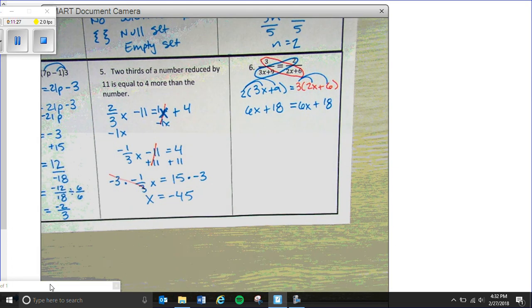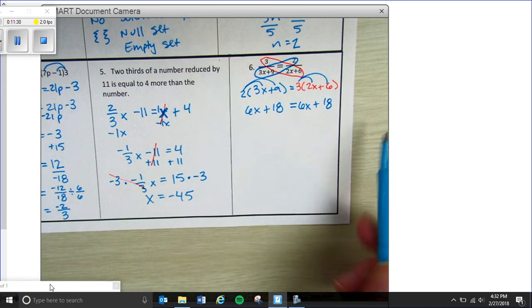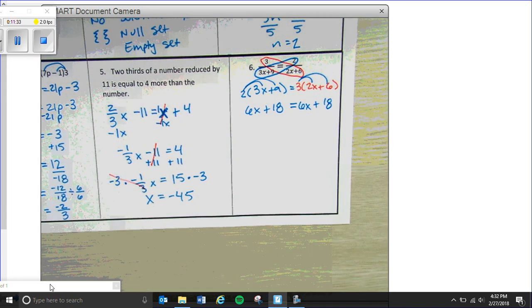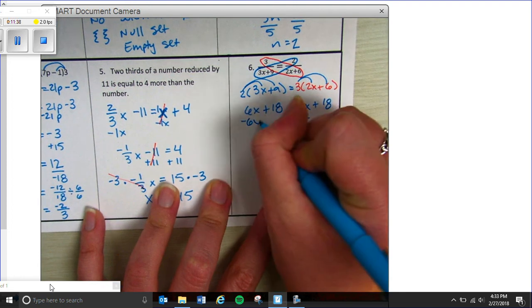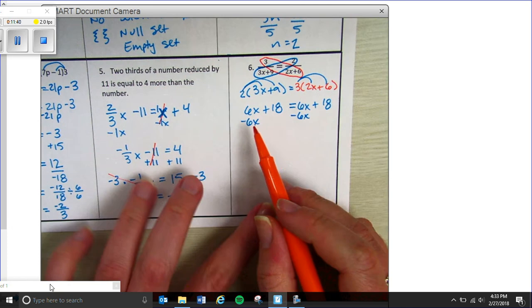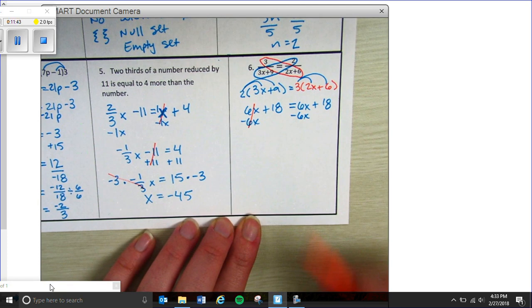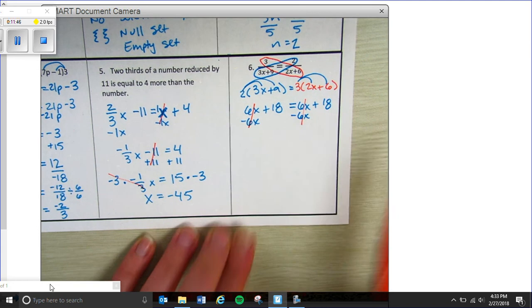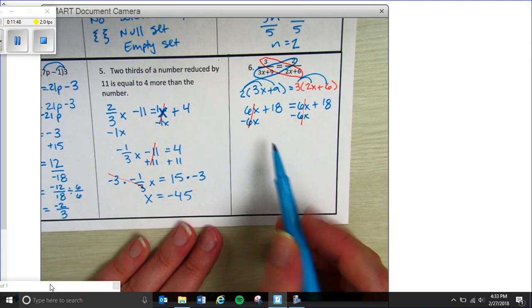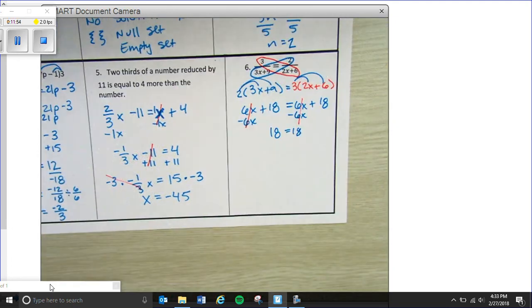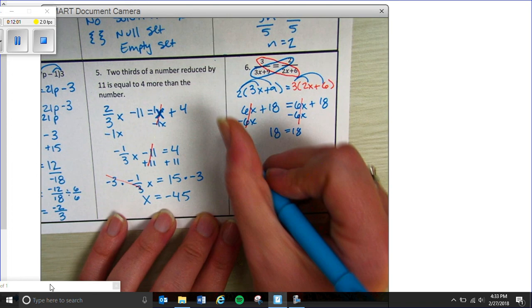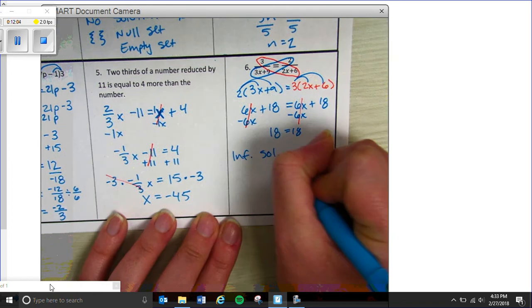Do I have anything on the left-hand side I can combine? Nope. Anything on the right-hand side? Nope. So we are good to move our variables. I'm going to subtract 6x from both sides. 6x minus 6x, well, that cancels out. And 6x minus 6x also cancels. So what's left over here? 18 equals 18. Is that a true statement? Does 18 equal 18? Yes, this is true. So in this example, we have infinite solutions.